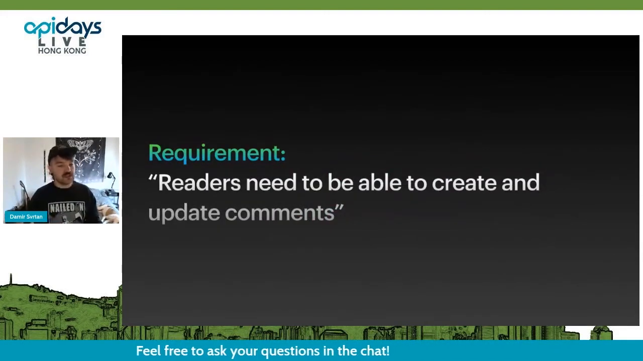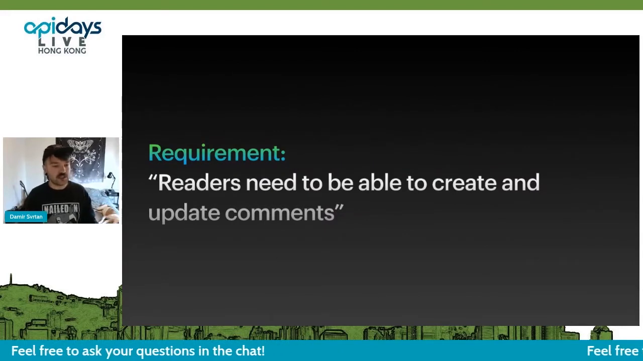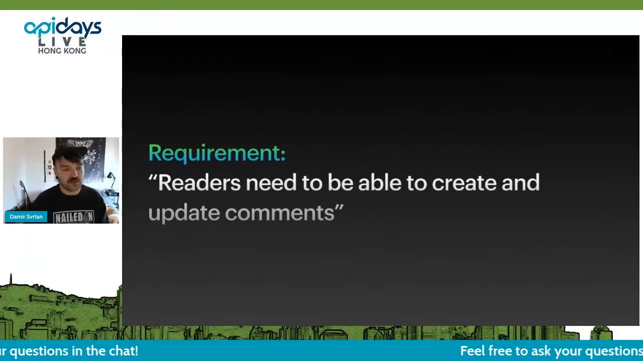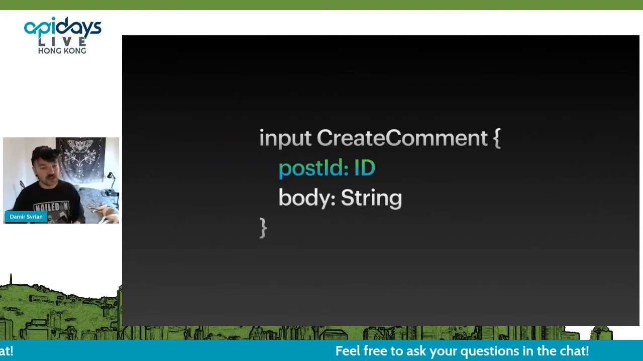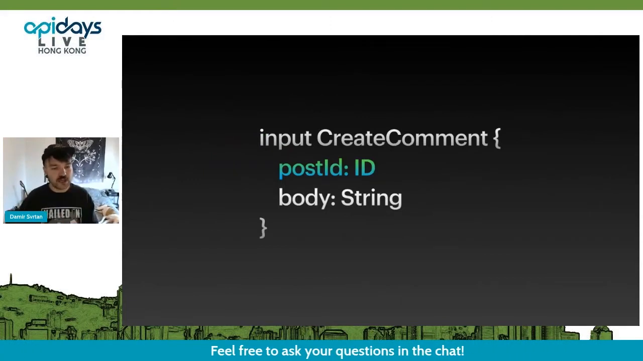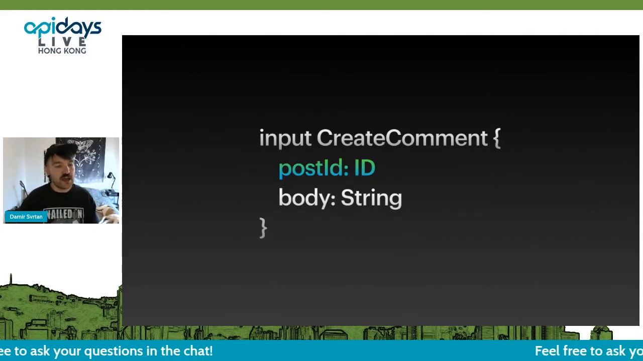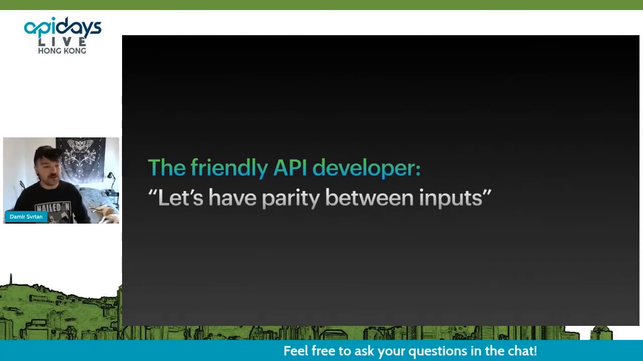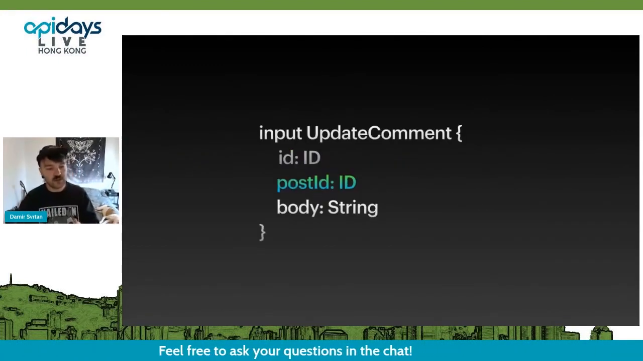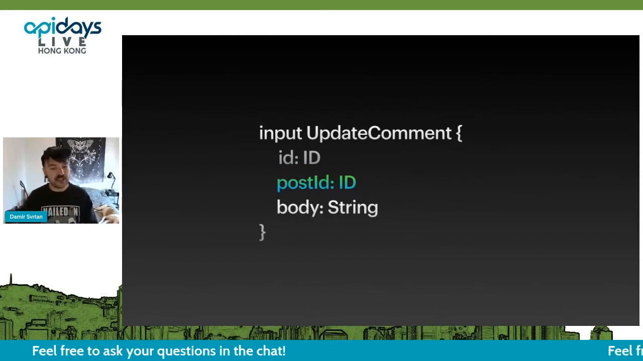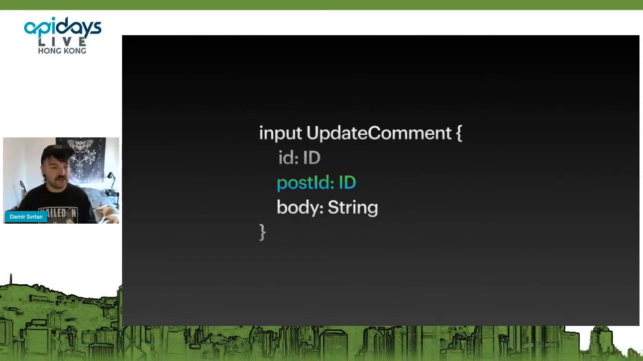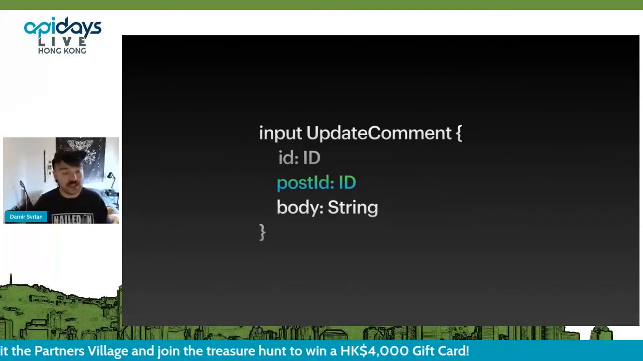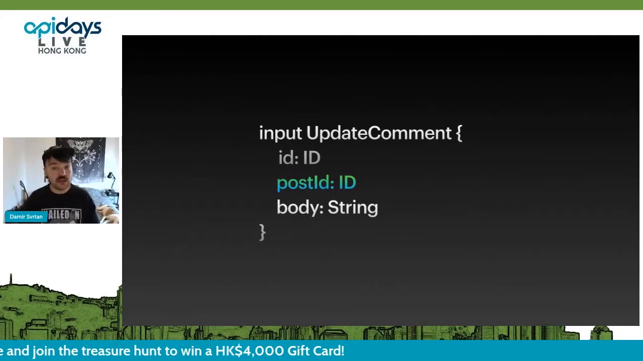We might get a requirement that says readers need to be able to create and update comments. Pretty reasonable for a blogging platform, right? And now let's imagine we have this input for creating comments, where we have to send the post ID to which the comment is going to be attached, and the body. And now the friendly API developer might say, let's have parity between inputs. So the developer might build the update comment input and specify the ID, specify the body, but also add the post ID. But well, all that you need is an ID and a body.